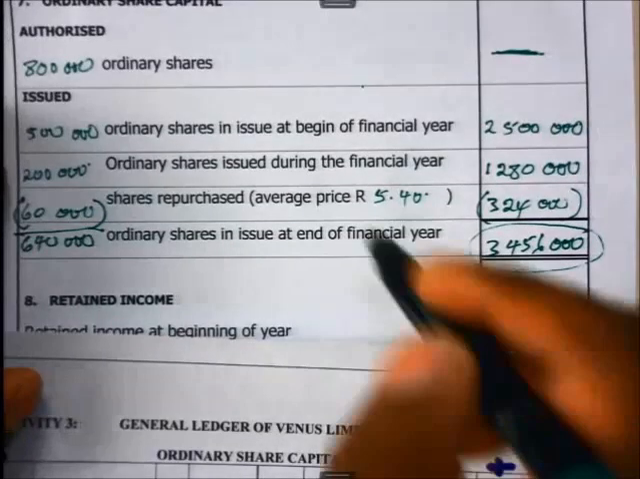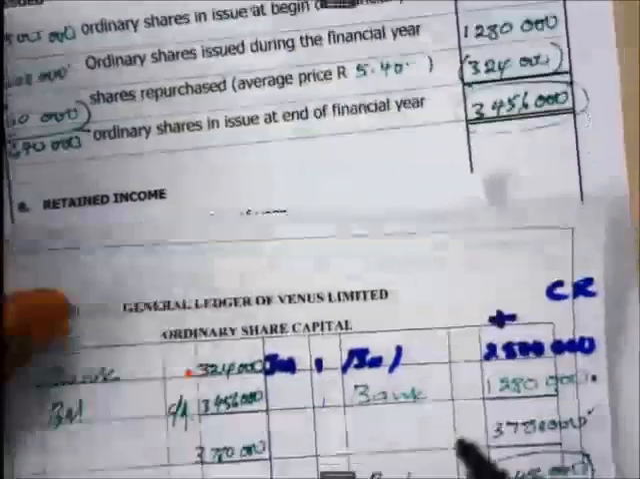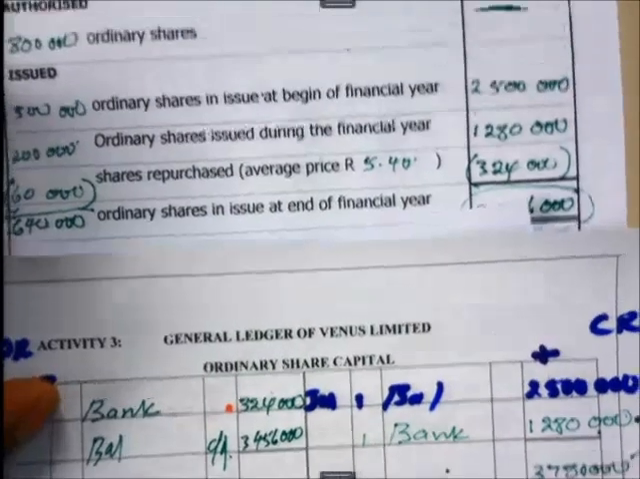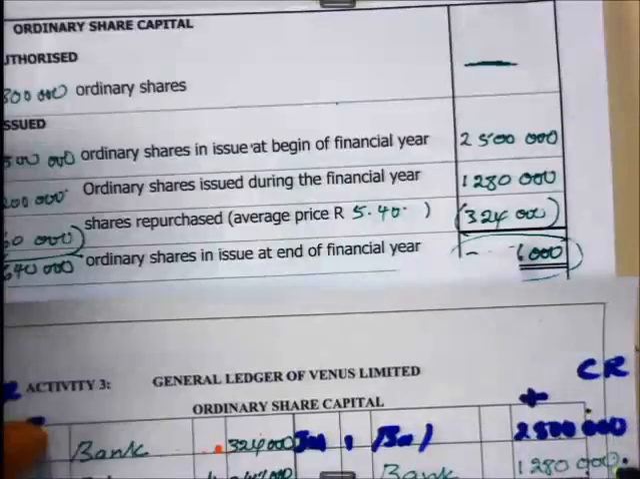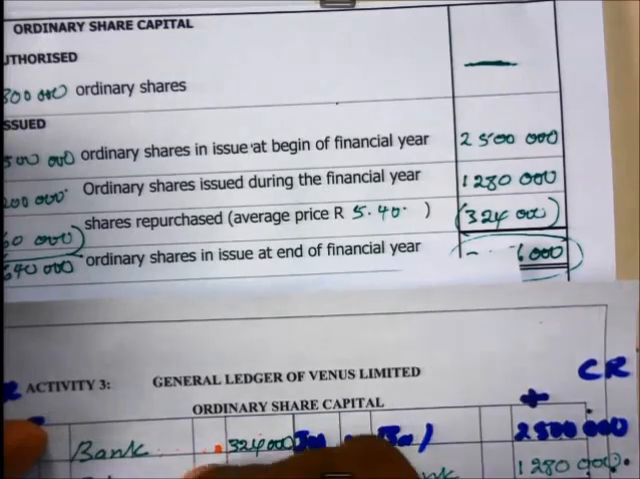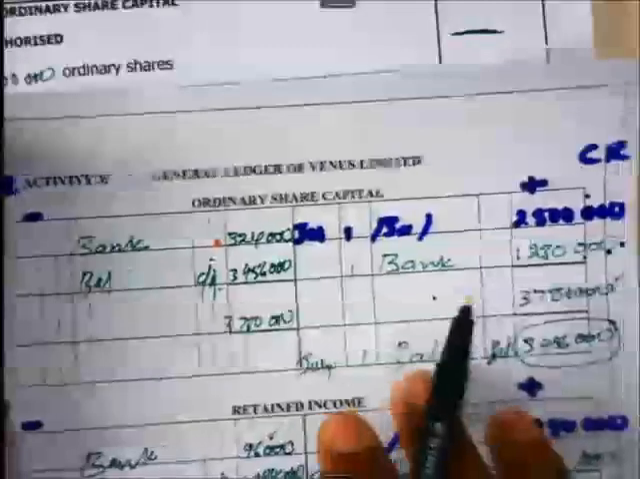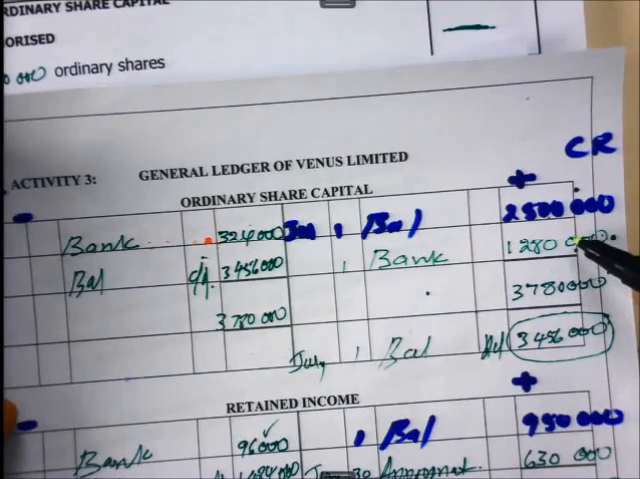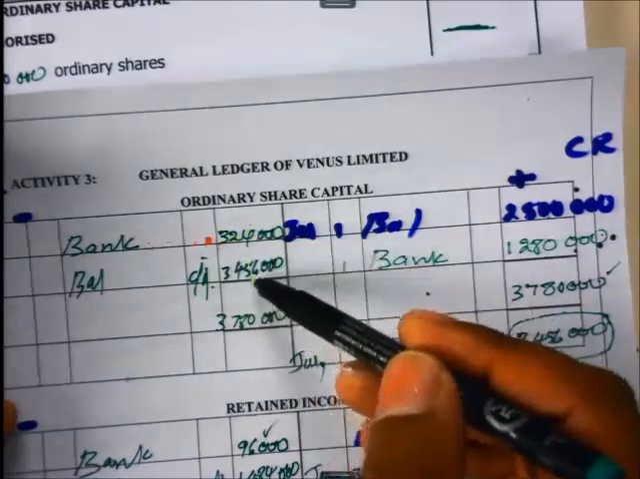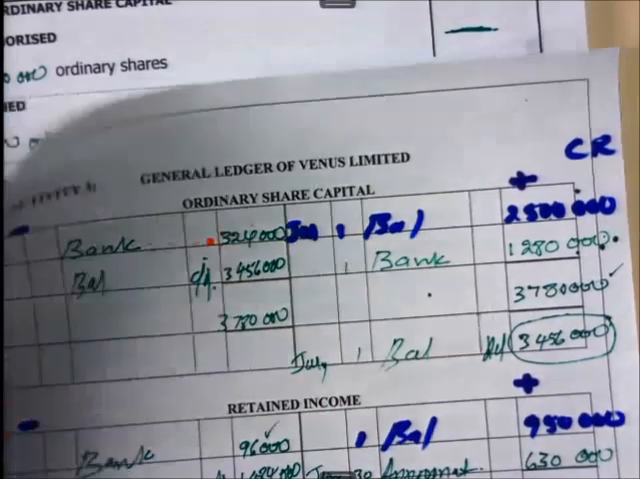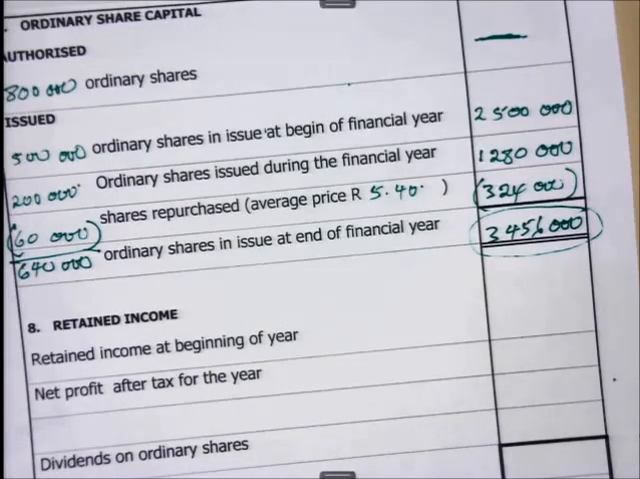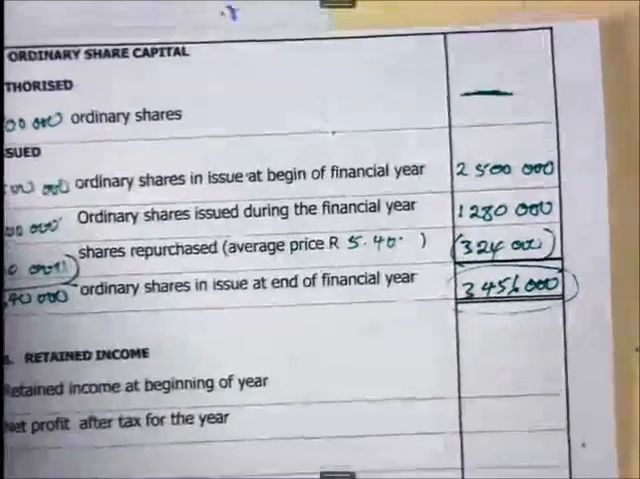It means now that this note is actually your ordinary share capital account in a narrative form, because it contains the same information. 2,500,000 plus 1,280,000 minus 324,000, which is exactly what we did in our ledger. It gave us 3,456,000. Now, let us quickly go through to your retained income, because we have only an hour, and I can see on my clock that we are left with only 10 minutes.